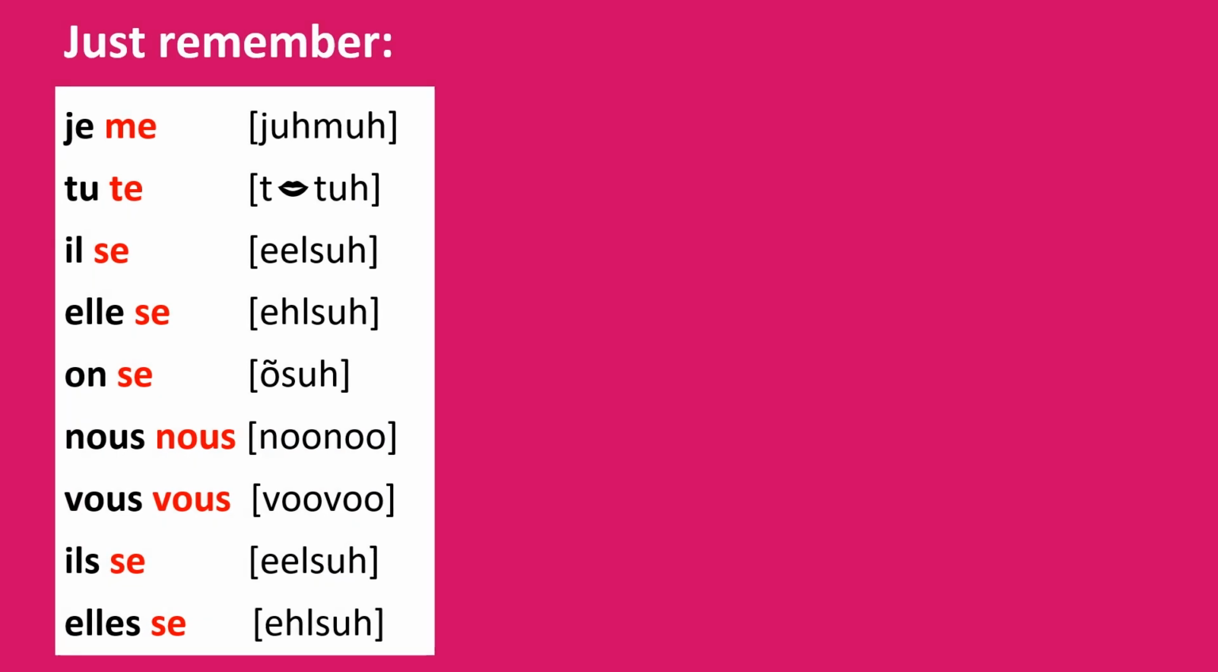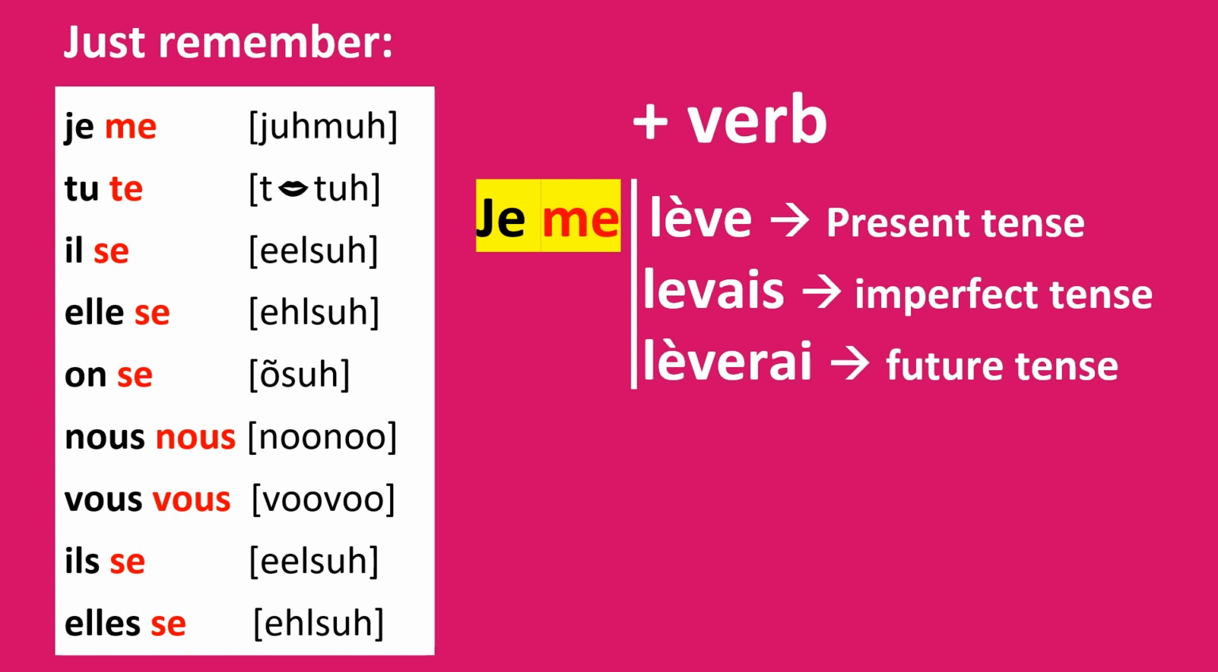Try to remember je me, tu te, il se, elle se, on se, nous nous, vous vous, il se, elle se, plus a verb. And for example, je me lève in the present tense, je me levais in the imperfect tense, je me lèverai in the future tense.